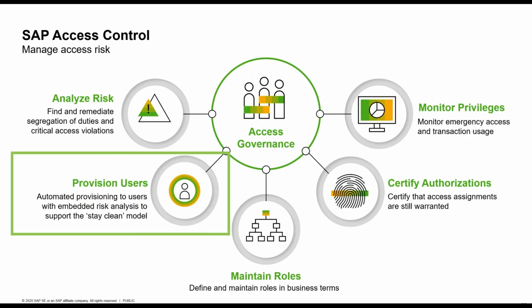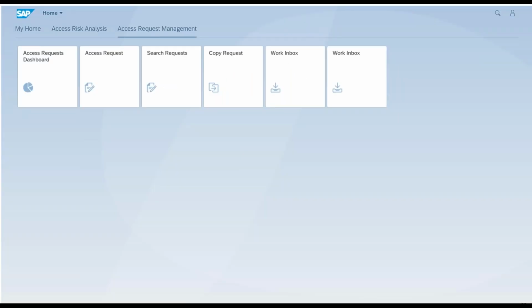Now, for many organizations, the next key activity is around provisioning access to the users. So access request, or the joiner mover leaver process, JML as it's often called. Again, if you are already using that functionality within access control, this will be the same process your organization is already familiar with here.